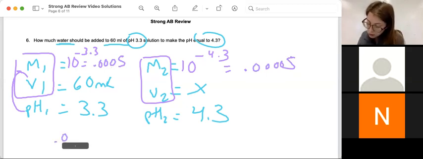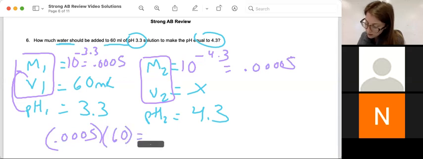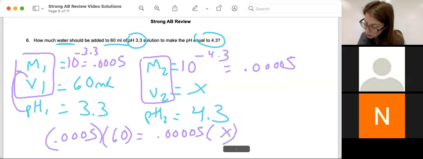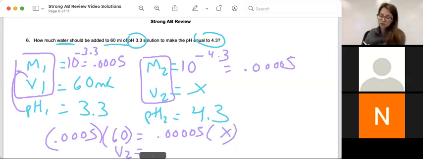M1V1, M2V2. M1, V1, M2, V2. I'm going to be able to solve this for V2. So 0.0005 times 60 divided by the one with 4 zeros. And I get 598.6. I kept everything exactly in my calculator, but you should be getting somewhere close to 600.